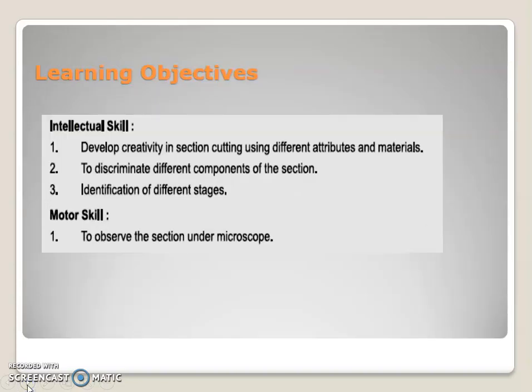So the learning objective: after watching this practical video, the student will be able to develop creativity in section cutting using different attributes and materials. They will know how to cut the section. To discriminate different components of the section means to identify the components or cells of the plant, then identification of different stages. In motor skill, they will learn to observe that section under the microscope.